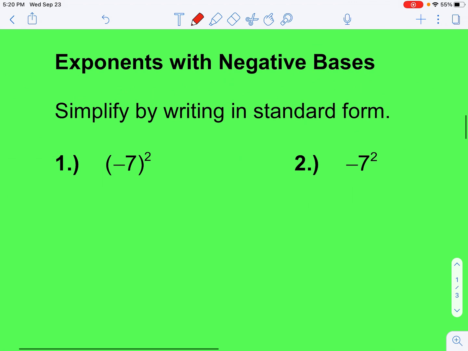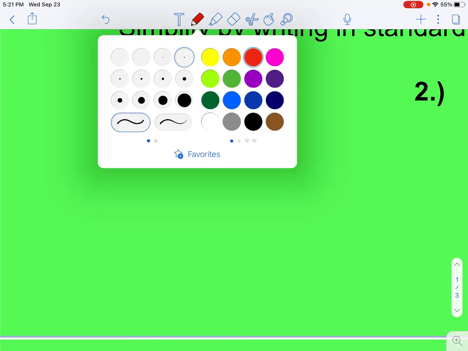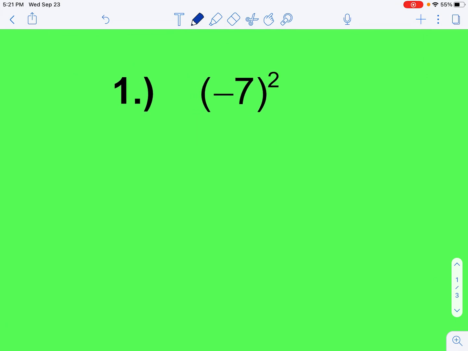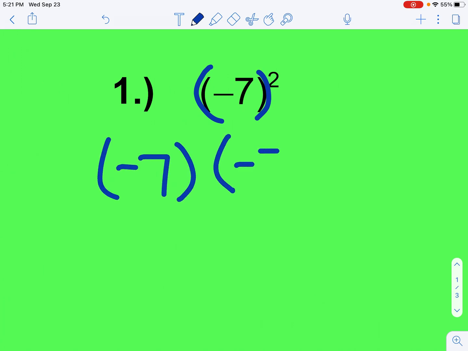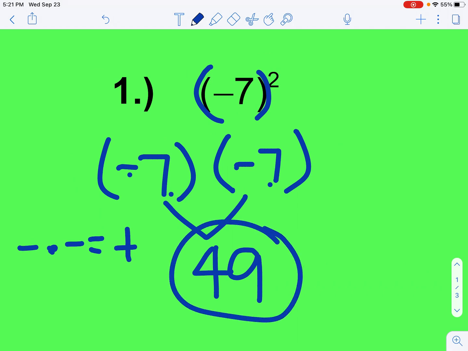Alright, so now we are going to look at some exponents with negative bases. So this is where you're going to want to pay attention. I hope everything above was review. This is the new stuff. So I am taking -7 squared. So do you notice how there's parentheses? So what that means is I'm taking -7 times -7. And we know from our last lesson that a negative times a negative gives us a positive. So I'm taking 7 times 7, which is 49.